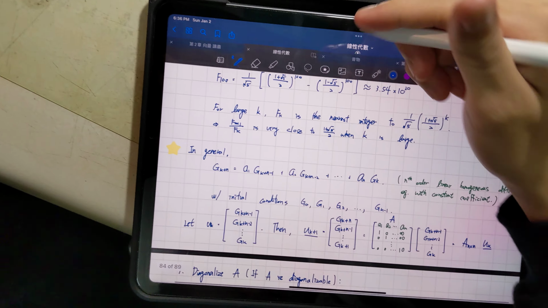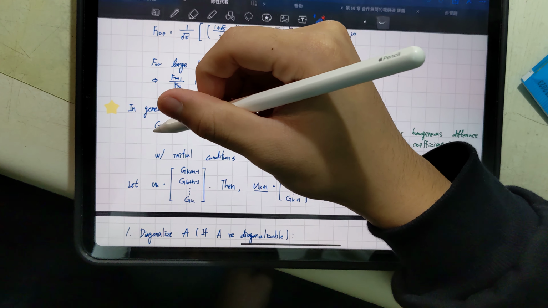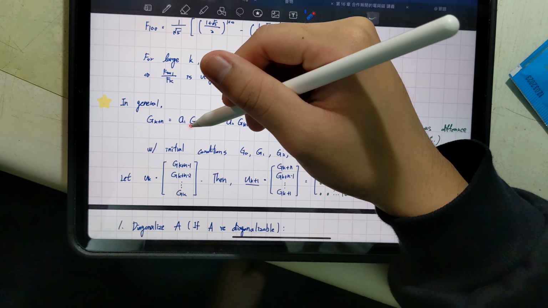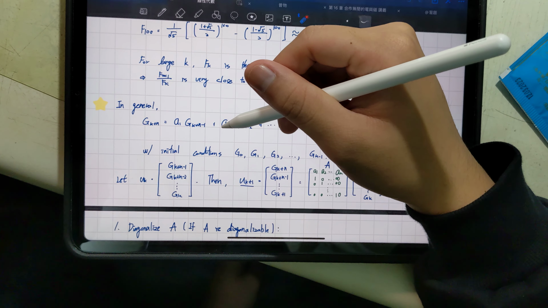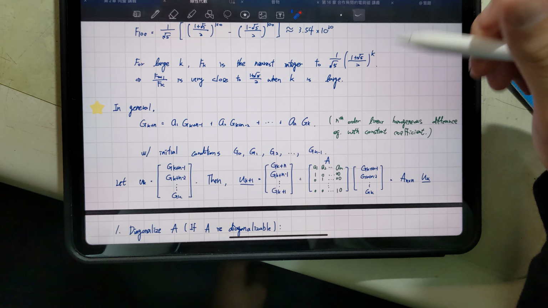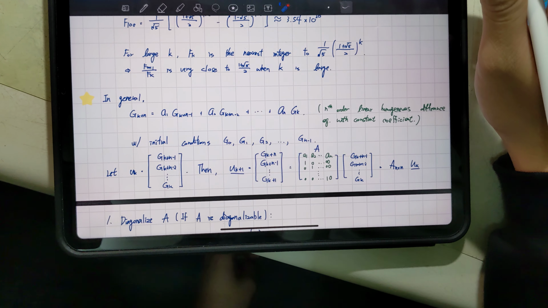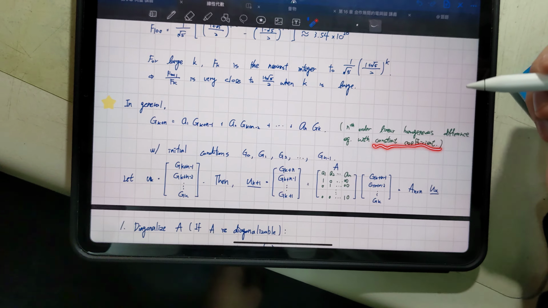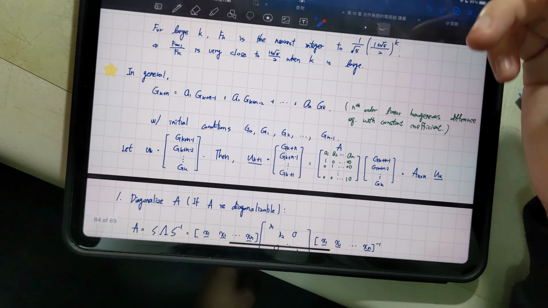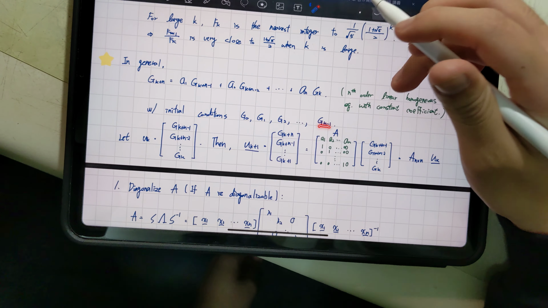Suppose we have a recursive equation like g_{k+n} = a1 times g_{k+n-1} plus a2 times g_{k+n-2} and so on. We call this an nth order linear homogeneous difference equation with constant coefficients, because its coefficients are constant. This equation has initial conditions: we know g0, g1, g2, up to g_{n-1}.